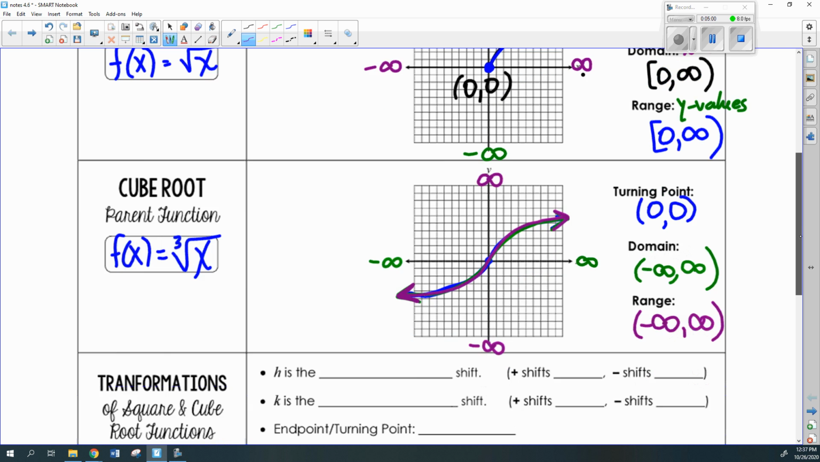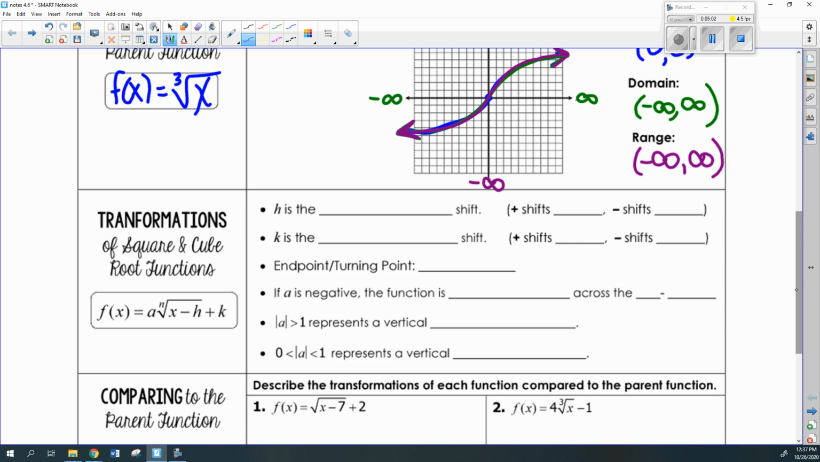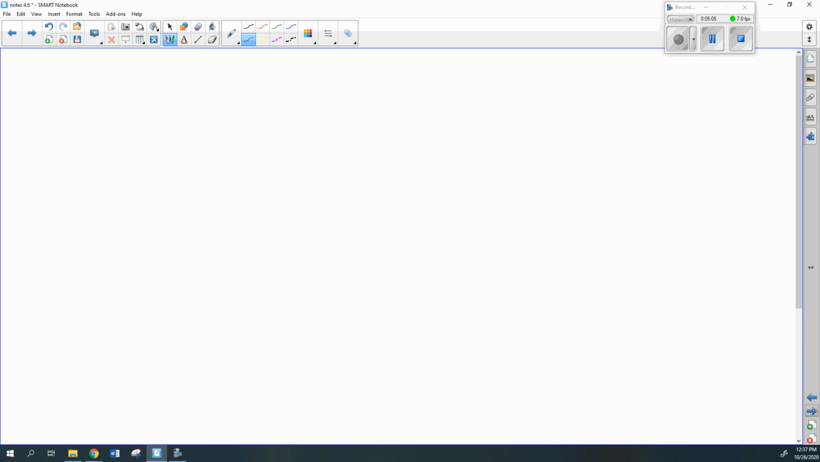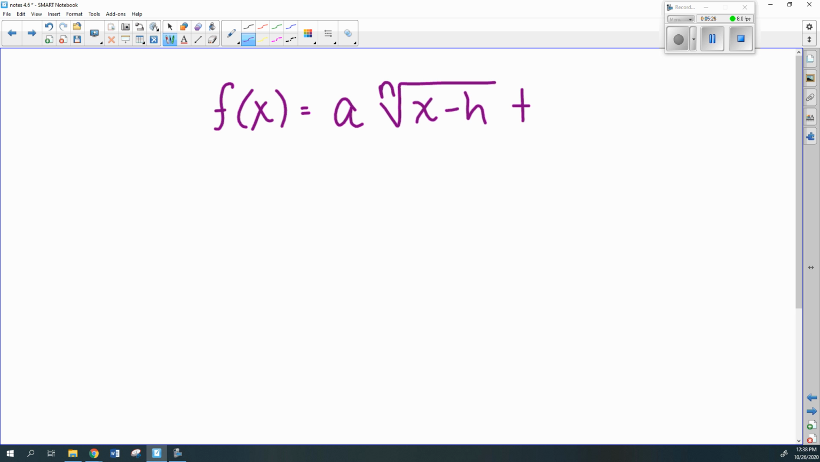So instead of using the section here in the middle on the document, what I want to do is go to a blank page and just draw the formula that everything is based off of. Okay, so f of x equals a times the radical. It doesn't matter if it's a square root, cube root, it actually could be a fourth root, fifth root. Doesn't matter what the root is. The transformations are the same. All right, and so we're gonna do one set of transformations. Okay, now we're gonna do it how we've learned it before.